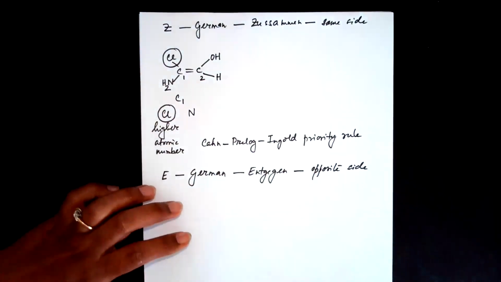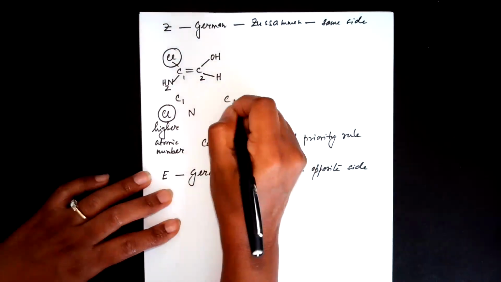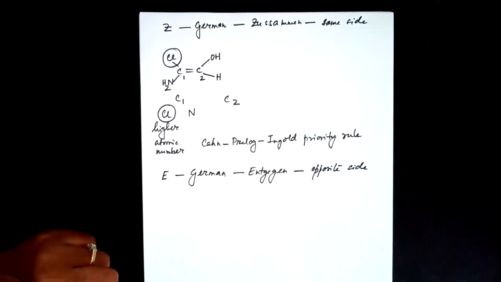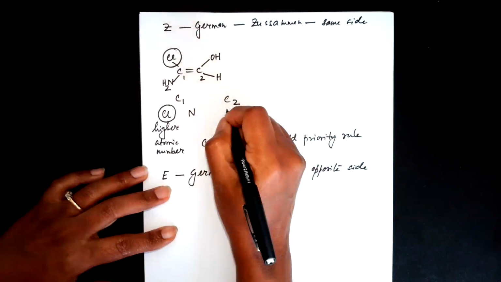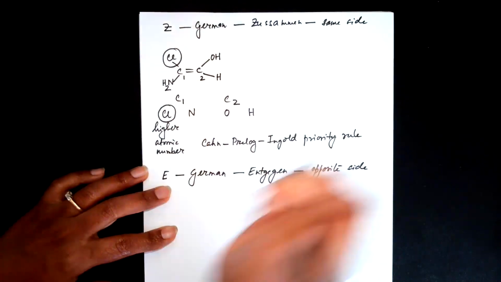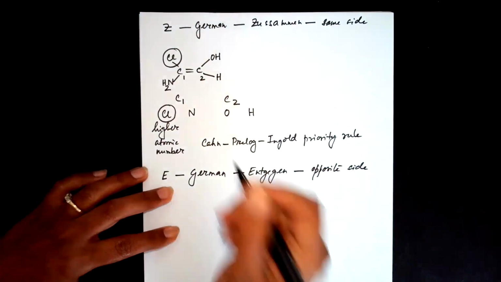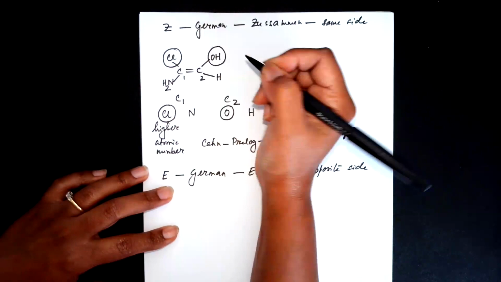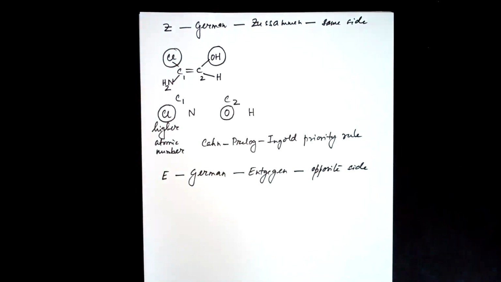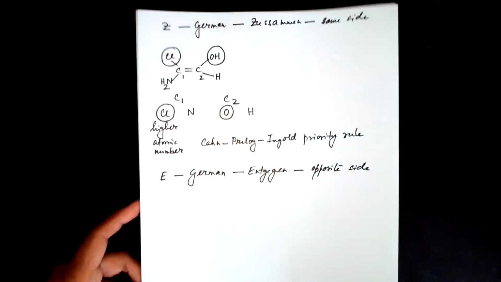So let's try this on the other side. On the other side, I have this C2 carbon. The C2 carbon directly attaches to oxygen versus hydrogen. Who has a higher atomic number? Well, oxygen wins. So this is the side that wins. So both my higher priority groups on the two carbons are on the same side of the double bond. Hence, this is the Z form of the alkene.